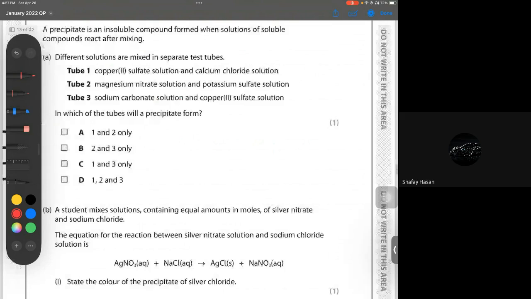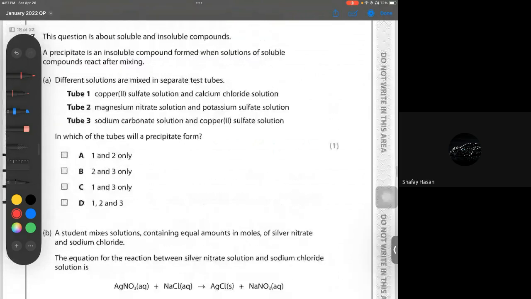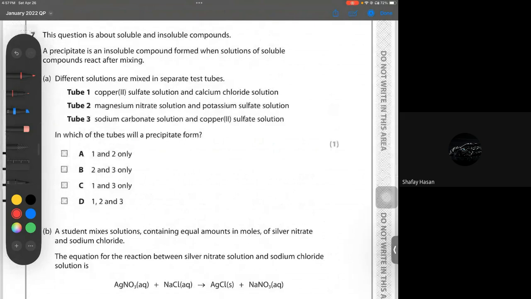A precipitate is an insoluble compound formed when solutions of soluble compounds react after mixing. Different solutions are mixed in separate test tubes. Test tube 1, copper sulfate solution and calcium chloride solution. Tube 2, this and this. In which of the tubes will a precipitate form? In this test tube, what would be the product?